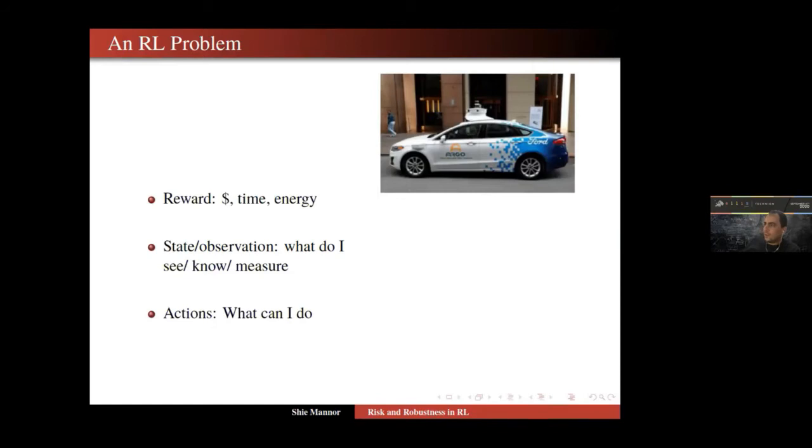I've worked in the last 3 years on self-driving cars. Just to mention that an RL problem is a very complex problem. I don't know what is in my reward. I don't know what I observe, and it's not even clear what I can do. The reason that it's not clear what I can do is that ultimately my control is what I do with the steering wheel, gas and brake.